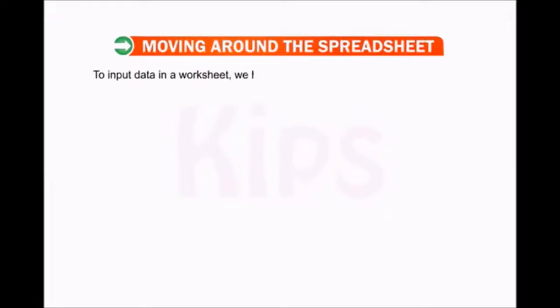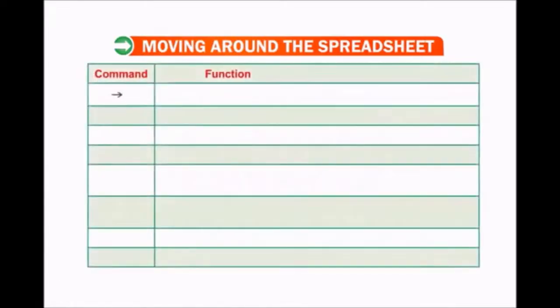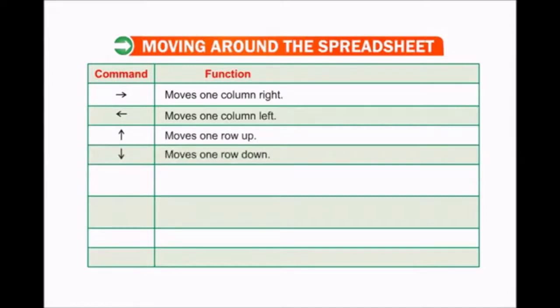Now let's discuss how to move around the spreadsheet. To input data in a worksheet, we have to move the cell pointer from one cell to another with the help of various keys defined in the given table. The right arrow moves one column right. Left arrow moves one column left. Up arrow moves one row up. Down arrow moves one row down.